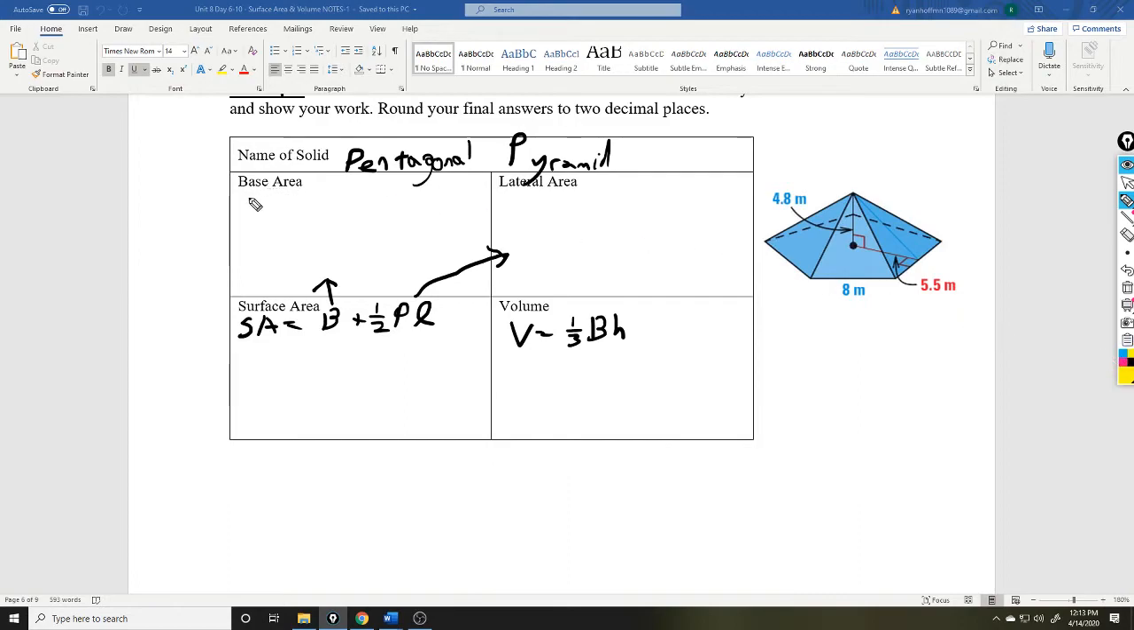Area of the base. Well, area of a pentagon, we did this a couple weeks ago. Area of a pentagon is 1/2 ASN. Fortunately for us, we know A, we know S, and we know N. A is the apothem. That's your distance from the center, drop down a height. That's this distance right here, which is 5.5. Side length is right here. It's 8. Number of sides, well, it's got 5 sides. It's a pentagon.